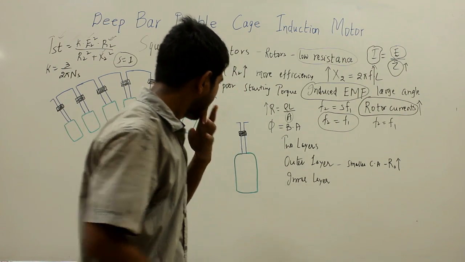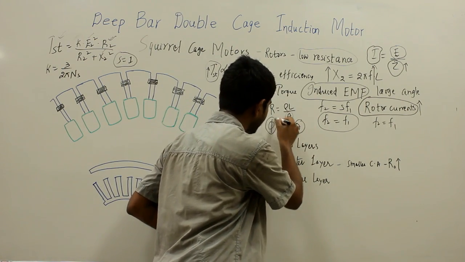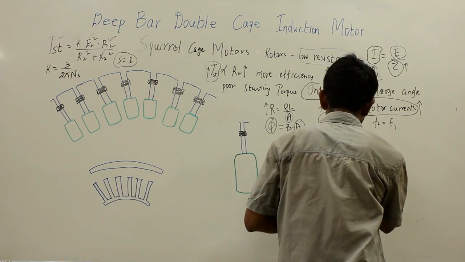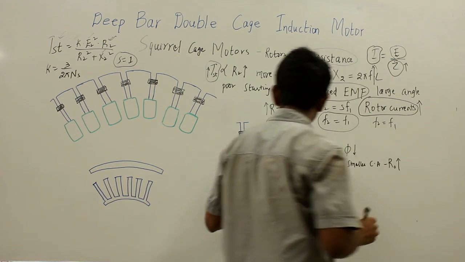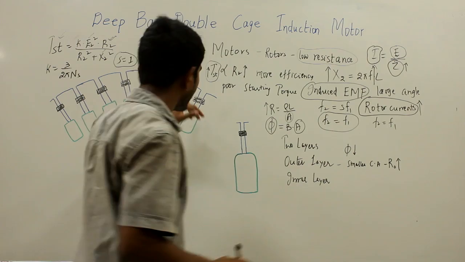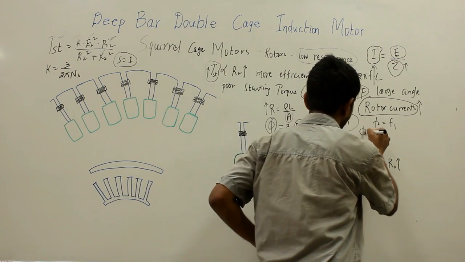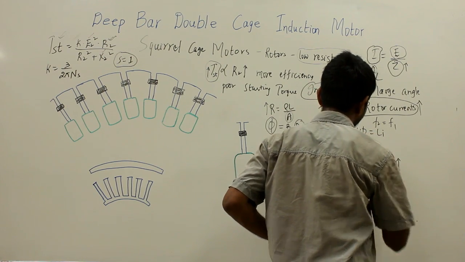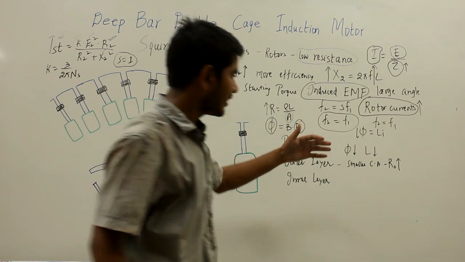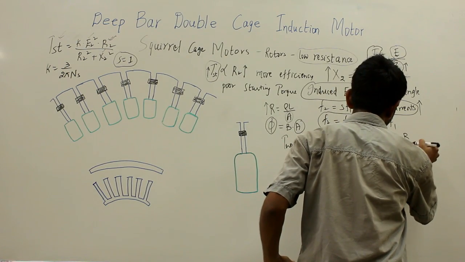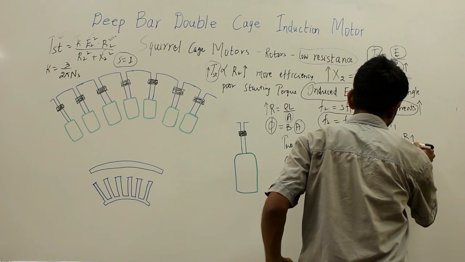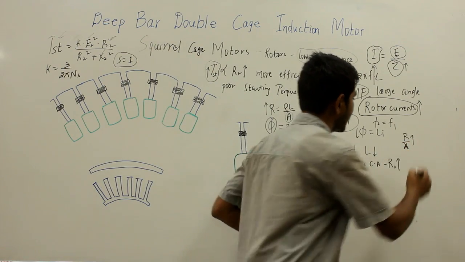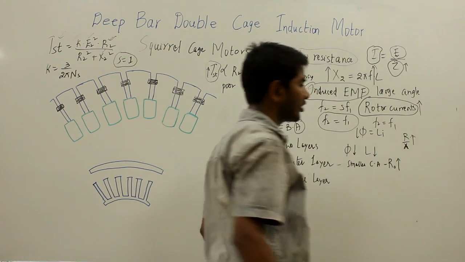And I know the flux linkage phi is equal to B A. That means the more area I have, the more flux linkage. But here I have a smaller cross section area, which means my flux will be small. And if the flux linkage to this outer bar is small, then since phi can be given by L i, when phi is less, the inductance will be less. So here you can see a higher R by X value, because of the low inductive reactance, we have a high ratio of resistance to inductive reactance.